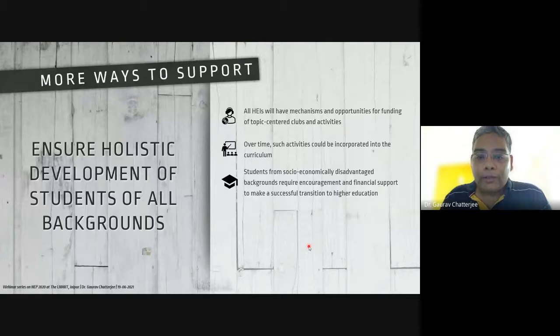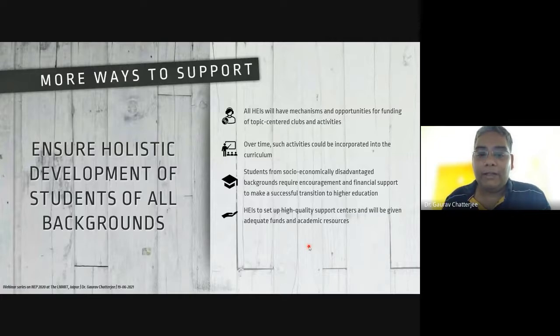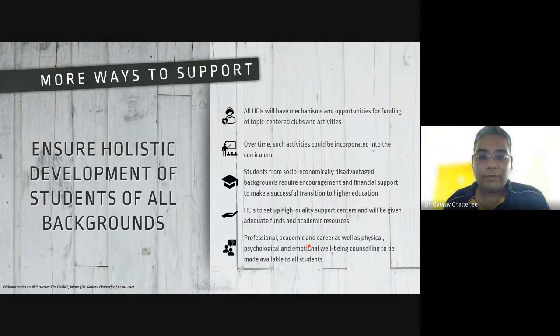Students from socio-economically disadvantaged backgrounds, as in the document it finds mention as SEDGs, they require more encouragement and more financial support to make a successful transition. So the policy document tries to give recommendations about how we can facilitate this. The HEIs will be encouraged to set up high quality counseling and support centers, and they will be given academic funds and academic resources. But they have left a big elephant in the room. They don't say who are going to provide these funds. So this elephant needs to be addressed. Where is the fund going to come from? Finally, the policy talks about different types of counseling, emotional, psychological, academic, and career well-being, which has to be made available to a lot of students.